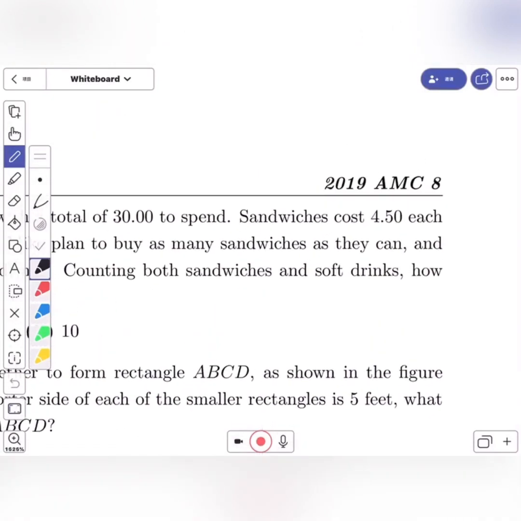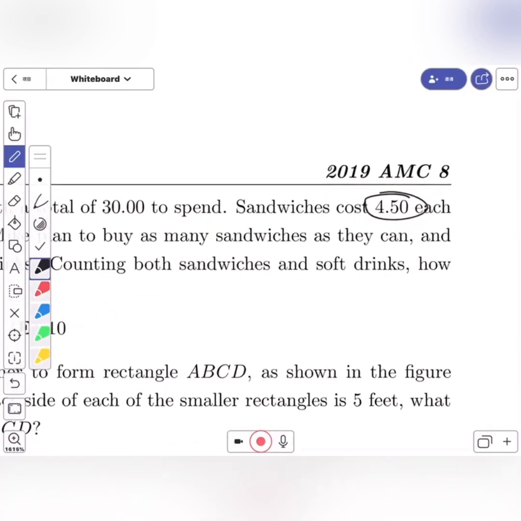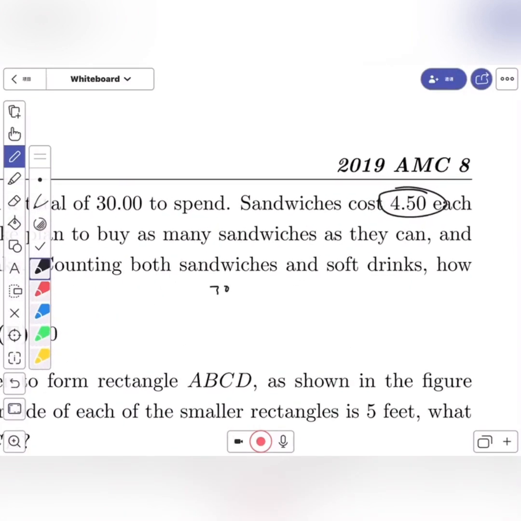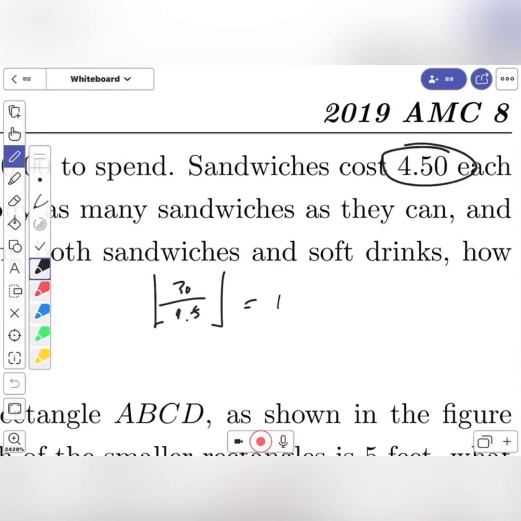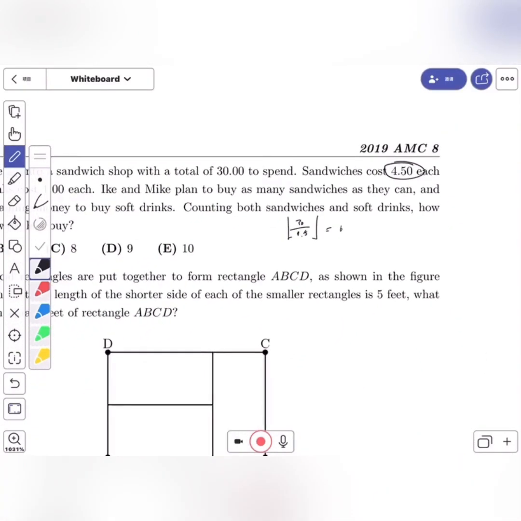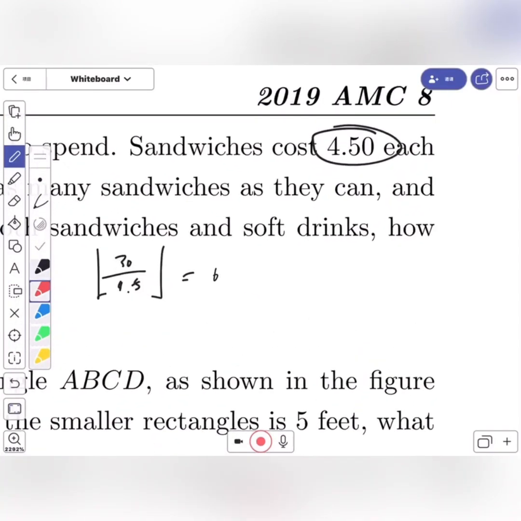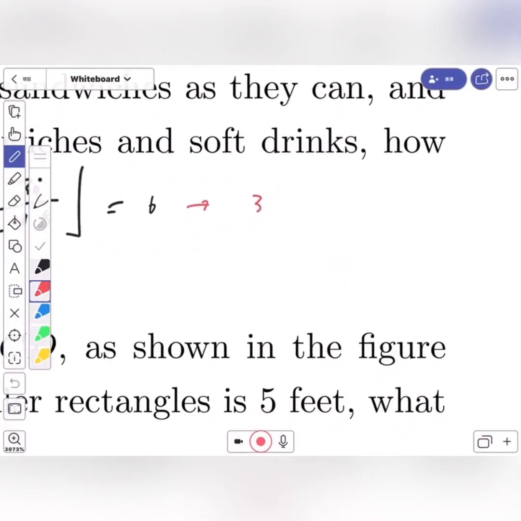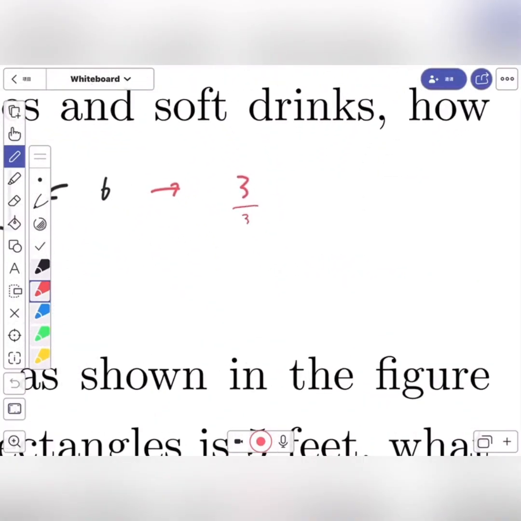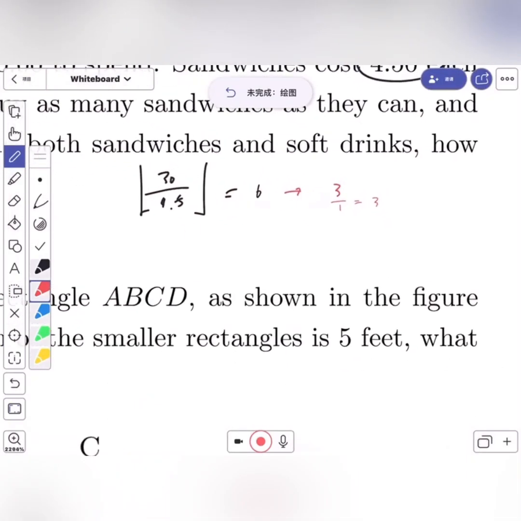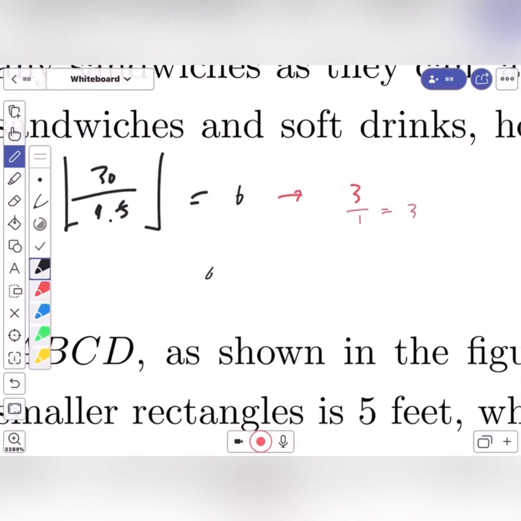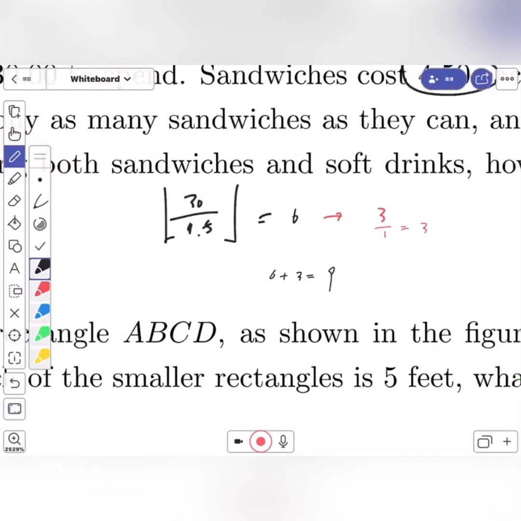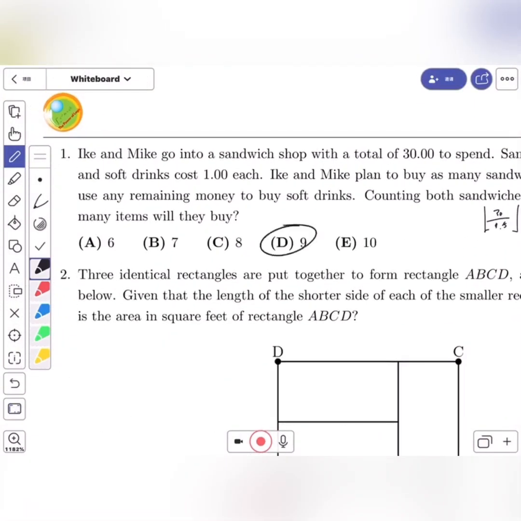So first, we're gonna get at most as much as we can for $4.5. So we're gonna do 30. So basically, we're gonna do the floor value of 30 over 4.5, which we notice is 6. So basically, this means that we're gonna get 6 sandwiches and we have $3 left. And then we see that we have $1 each. So therefore, we're gonna get 3 over 1, which is equal to 3. So 3 more soft drinks, and the total would be 6 plus 3, which is 9. So our answer would just be D, 9.